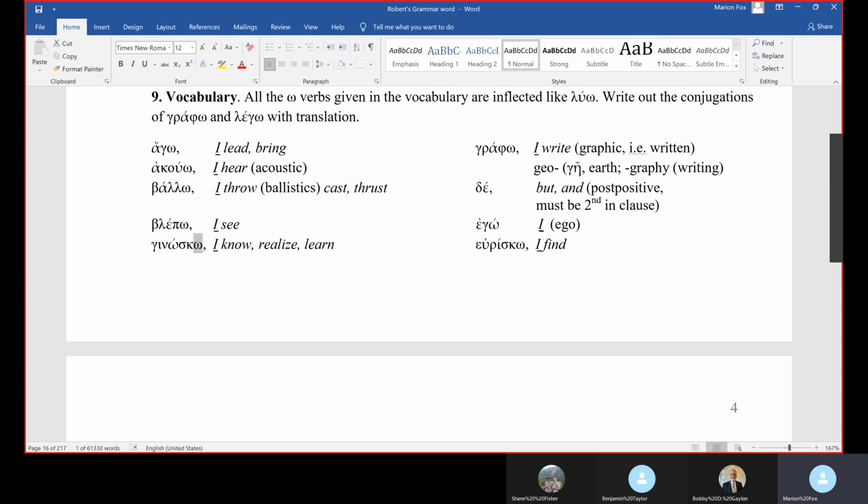Gnosko. Three syllables. We've got a vowel, an iota, an omega, and another omega. So each vowel, unless it's in a diphthong, gets a syllable. Gnosko. That'd be I know, or I realize, or I learn. This is more of an elementary type of knowledge, however. Gnosko. Now we're going to make it second person singular, gnoskes.